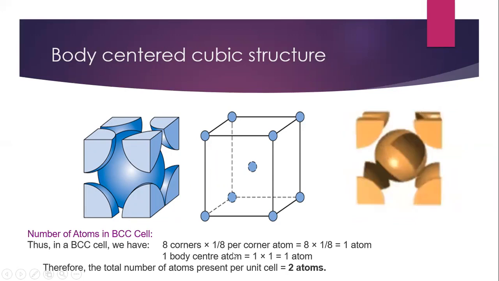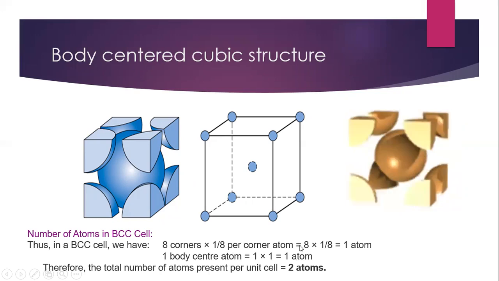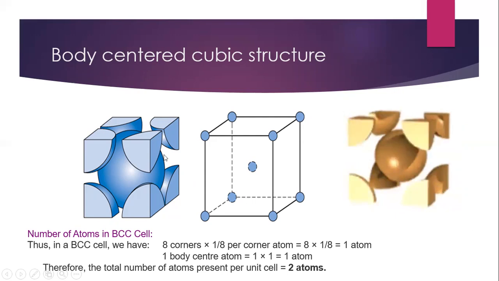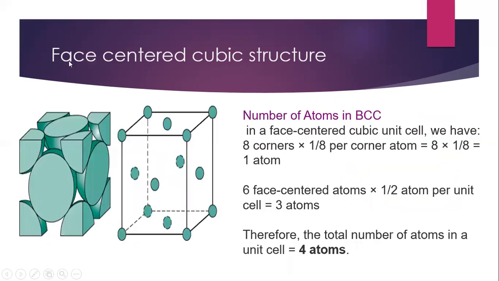Yes, in BCC 8 corners, each corner atom contributes 1/8 part, which is 8 into 1/8 equal to 1 atom, and one complete atom is present inside the unit cell. 1 into 1 is equal to 1 atom, so the total is 2 atoms. So BCC consists of 2 atoms. Next one is FCC, face centered cubic structure. In face-centered cubic structure, once again atoms are present at the 8 corners.